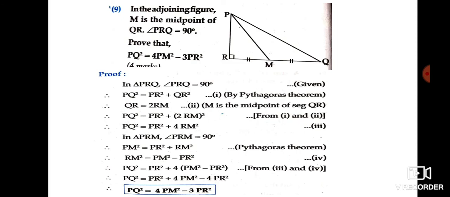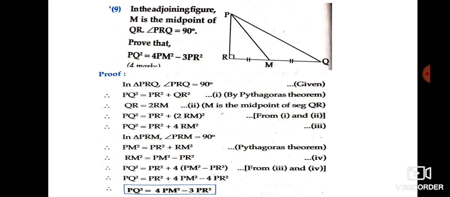So you see, we have PQ square is equal to PR square, and the last term is minus 4 PR square. The cursor doesn't go till down, girls, I hope you understand. So PR square minus 4 PR square is minus 3 PR square. So we have PQ square is equal to 4 PM square minus 3 PR square.